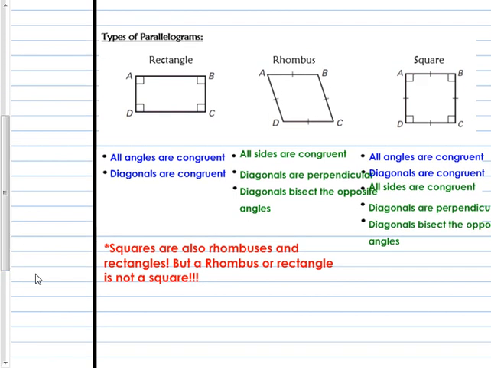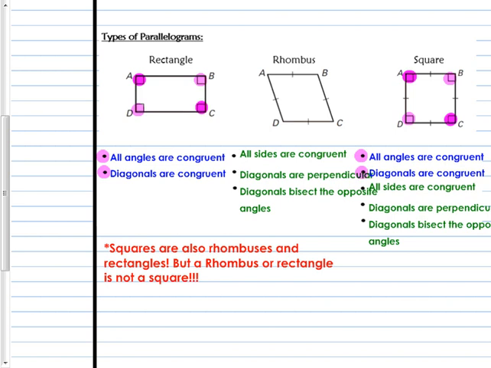But the first thing is, if it's a rectangle, all those things apply, plus all the angles are congruent and their diagonals are congruent. And you can see that those same things are true for a square. All the angles are congruent because they're all 90 degrees. As you can see, 90, 90, 90, 90.